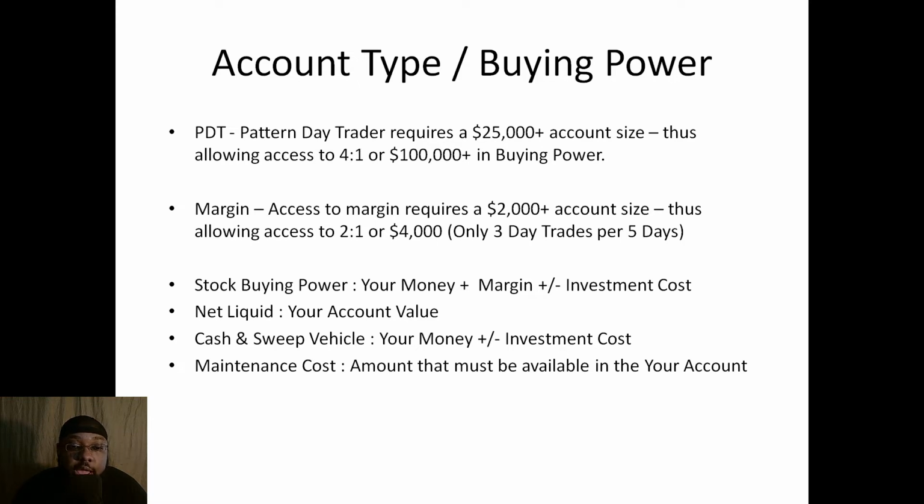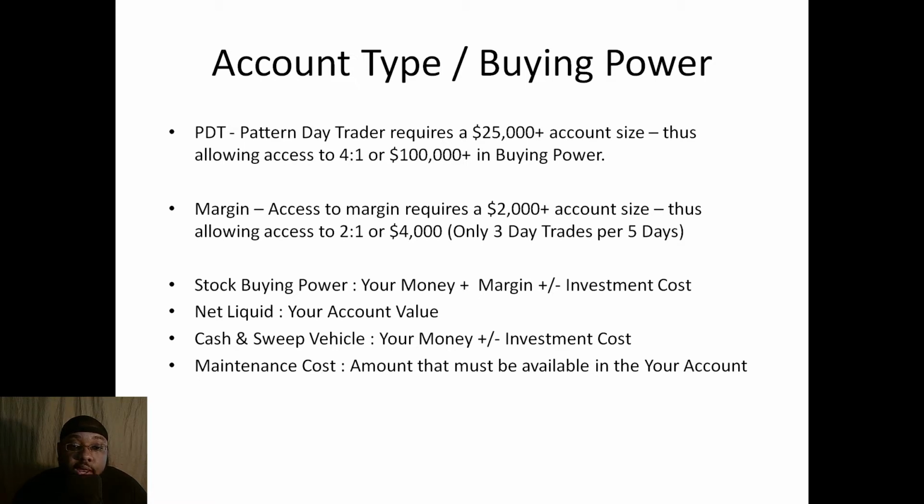The next one is your cash and sweep vehicle. It's kind of similar to net liquid. The only difference is that the value is going to change based on what type of investments you actually buy. As you start buying stocks, that cash and sweep vehicle is going to reduce, because that's your money plus or minus your investment costs. So if you have a $2,000 account and you buy $1,000 worth of a particular stock, that's going to reduce your cash sweep vehicle, depending on whether you have margin or not.